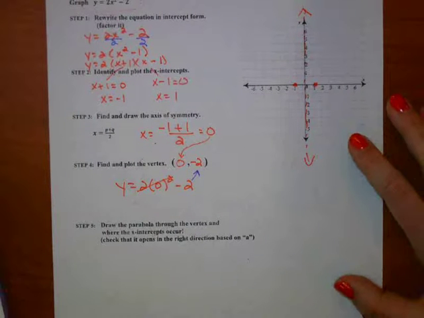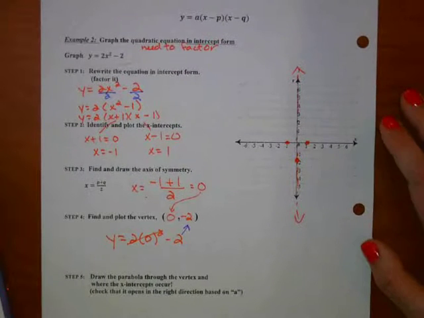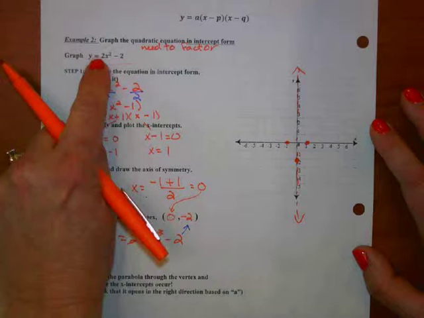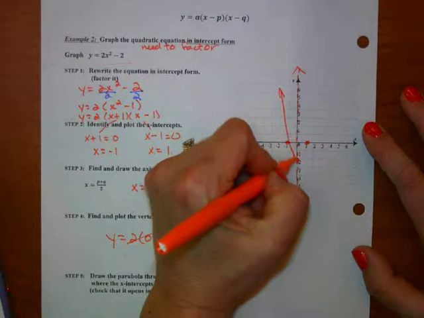Okay, that's my vertex. So over 0, down 2. Will it open up or down? Yeah, it looks like it's going to open up. I just always verify because it's positive. This is positive, right? So it will open up, so I can sketch it now.